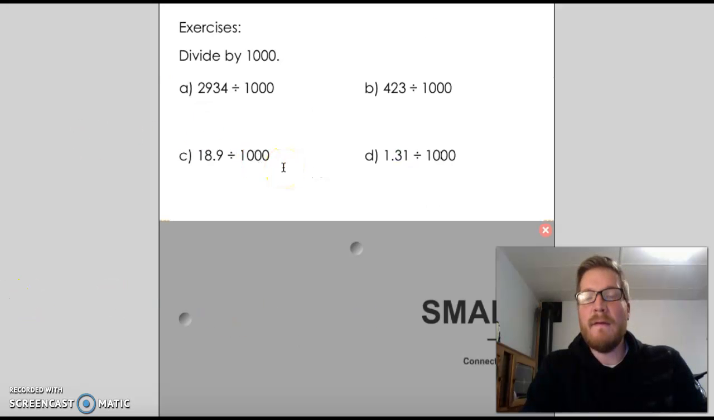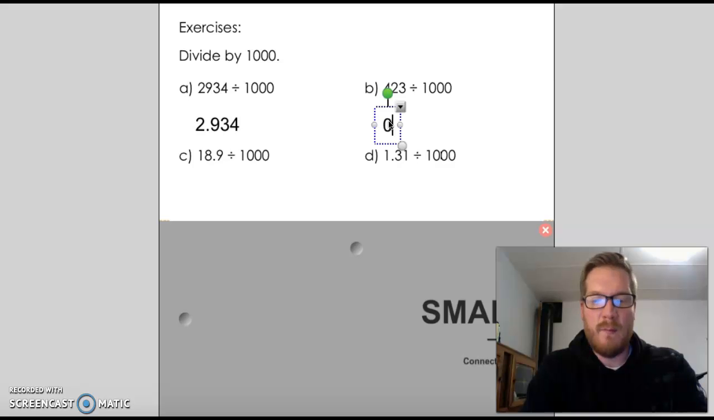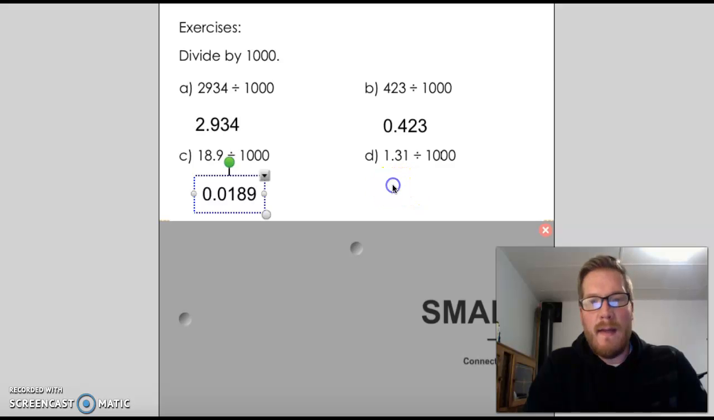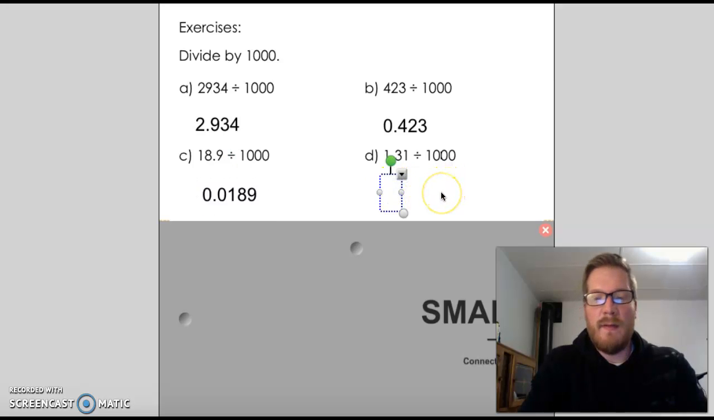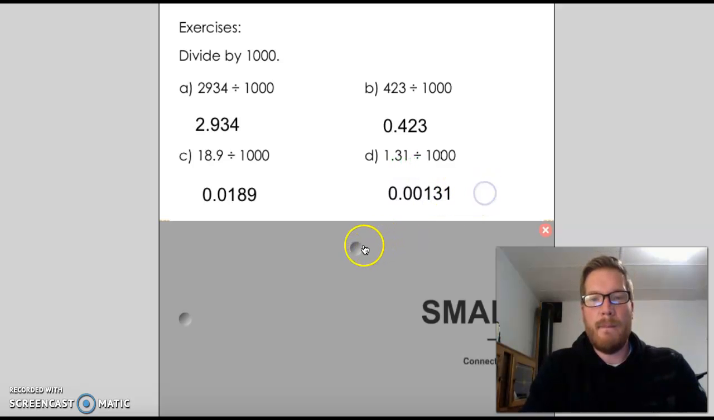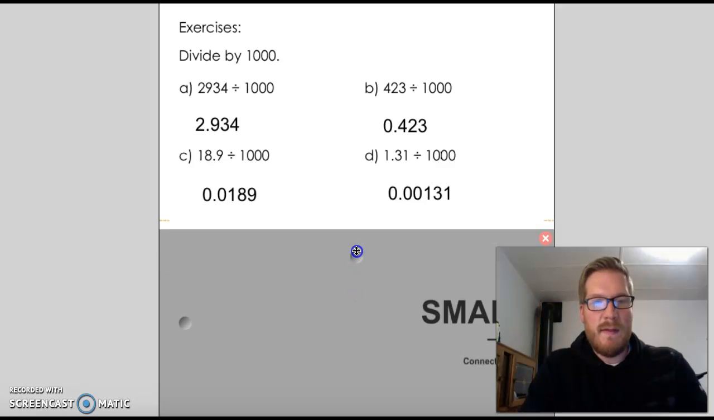So again, some exercises. Pause it, pick it up after you've tried them. So we have 2,934 divided by 1,000. Decimal place goes 3 places to the left, which is going to give us 2.934. 423 divided by 1,000 will give us 0.423. 18.9 divided by 1,000 will give us 0.0189. And then 1.31 divided by 1,000 will give us 0.00131. There's a bonus question that you can do there on your own.